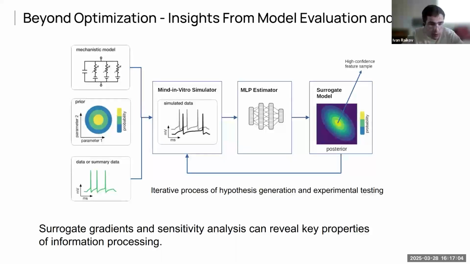Importantly, and here I think Frithjof will show several important results, this optimization strategy goes beyond just more efficiently finding the best values. Once we have a sufficient number of samples of the system that we're trying to optimize, we can compute gradients and perform sensitivity analysis, which actually can reveal key properties about the neural network or the model that we are studying. And so I think Frithjof will show that this infrastructure goes beyond optimization and allows an iterative process of hypothesis generation and experimental testing.